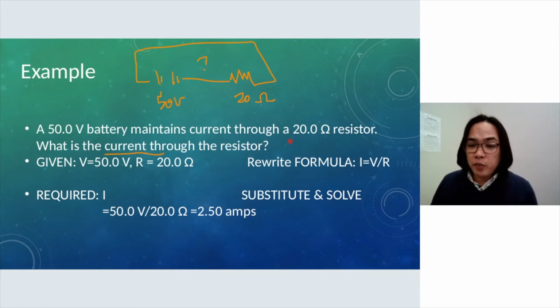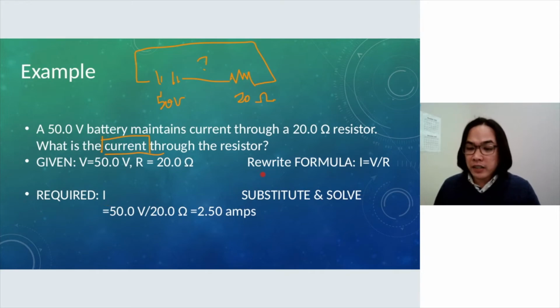So same with other problem solving that we're doing in the past, we need to follow the GRRSS format. Okay, so I would write first the given. So the given is voltage equals 50 volts and resistance equals 20 ohms. I would identify the required. So it's in the question, obviously, what is the current? So I is required or missing.